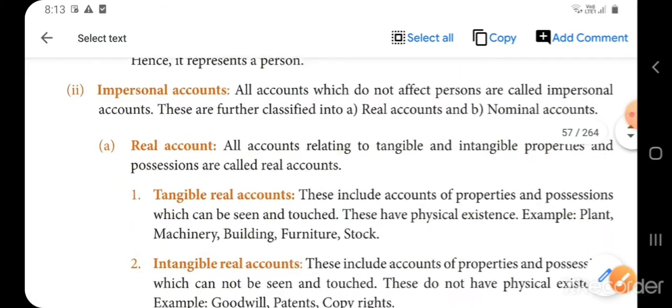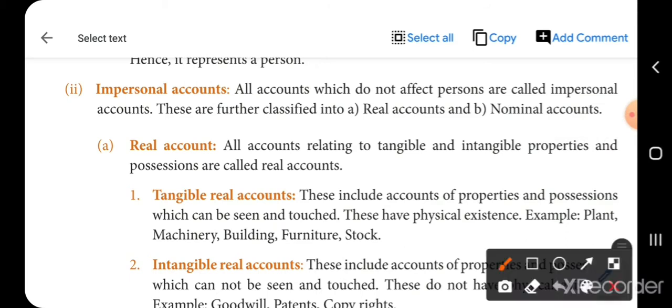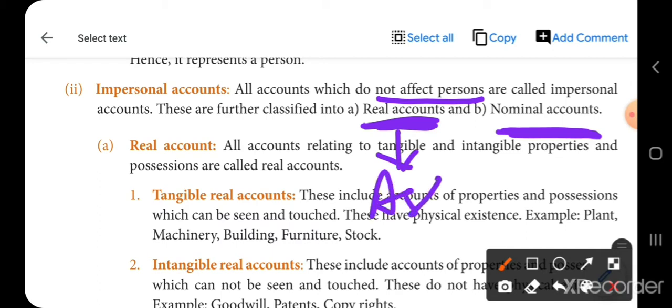Next, impersonal account. Impersonal account means anything which does not affect a person. All the real accounts and nominal accounts come under the impersonal account. So impersonal account can be further classified into real account and nominal account. Real account means all the assets fall under the real account, and nominal account means all the expenses and incomes come under the nominal account.